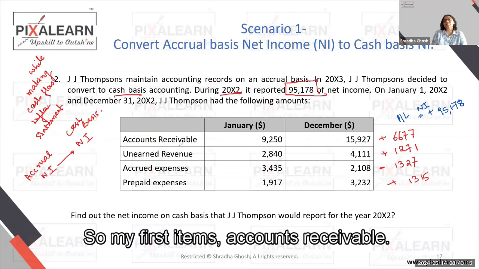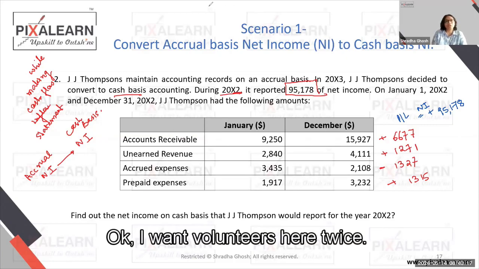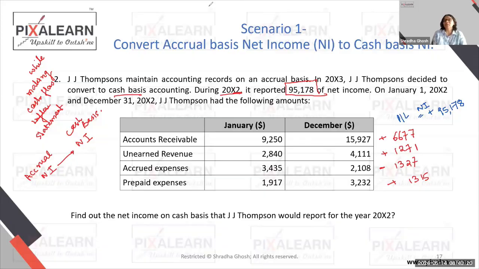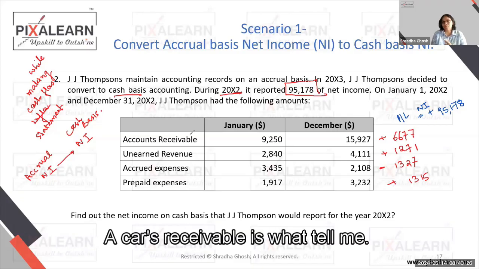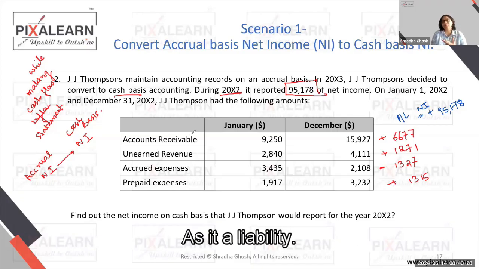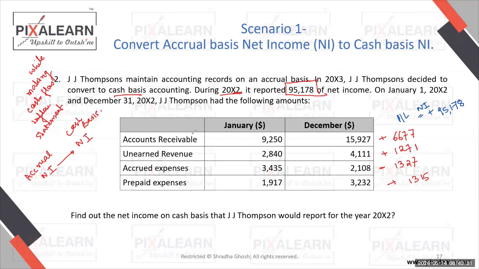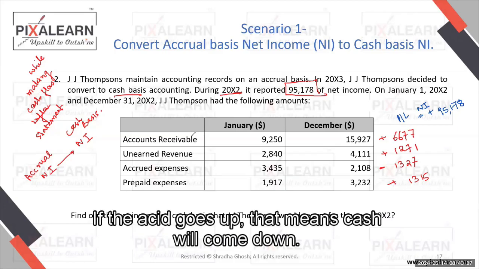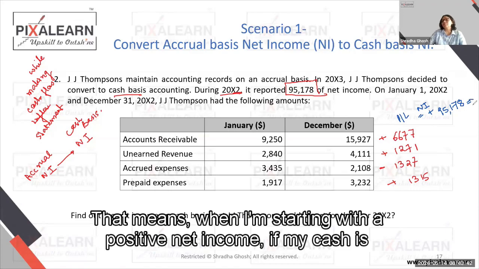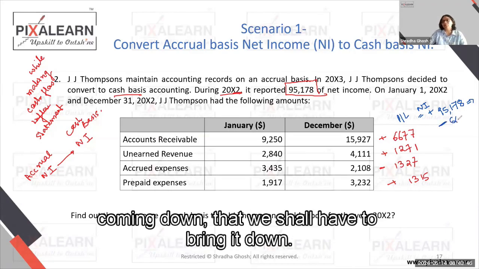So my first item is accounts receivable. I want volunteers here, guys. We'll think through and we will get this. Accounts receivable, Lakshmi, unmute. Accounts receivable is what? Tell me, asset or a liability? Asset. So if the asset goes up, cash will? Go down. If the asset goes up, that means cash will come down. That means when I'm starting with a positive net income, if my cash is coming down, I'll have to bring it down.